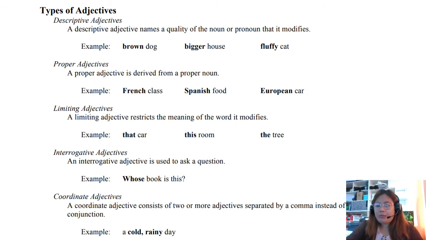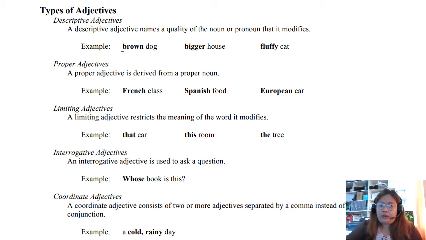To help us more in understanding the different adjectives, let us classify its types. There are different types. Let's start with the descriptive adjectives. As you can see on what is being projected, descriptive adjectives name a quality of the noun or pronoun that they modify. When we say quality, it's a discerning characteristic, or what sets it apart from the other nouns of the same kind. So for example, brown dog.